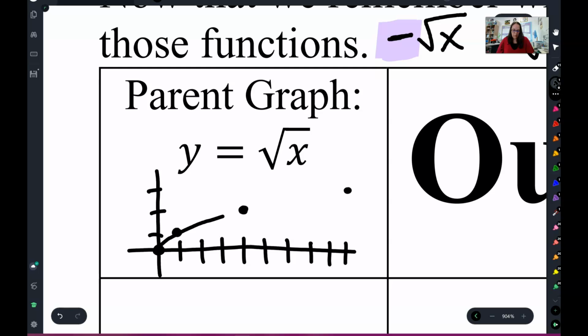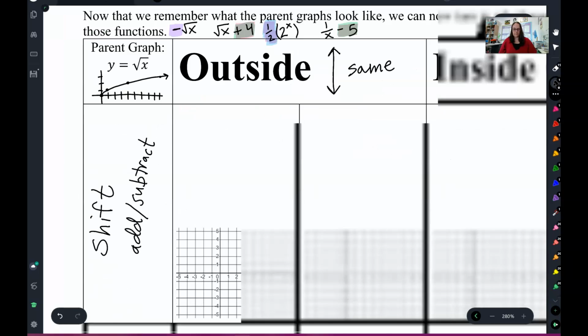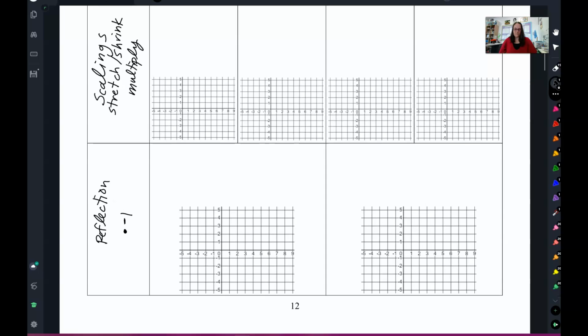If you don't remember what that parent function looks like from last class, that's how you can get it again. Hopefully you're starting to get those memorized though. So that's our basic parent graph, y equals square root of x. So if we come down to our reflections, I can have a reflection that is outside.